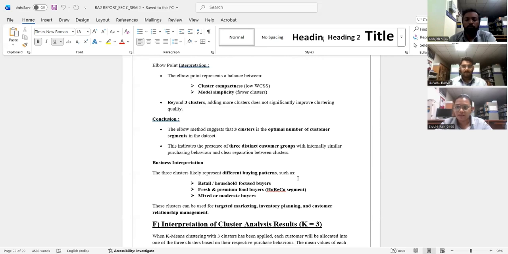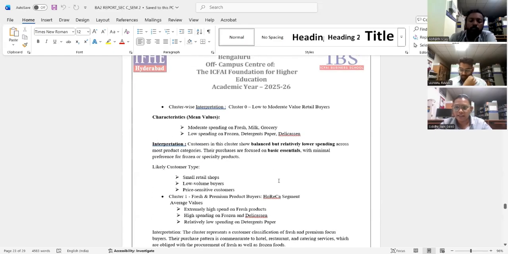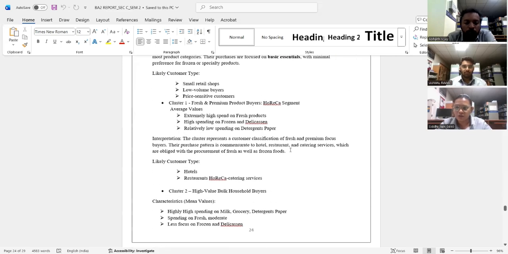Cluster 0 is low to moderate value buyers. These customers are price sensitive and conservative, mostly small retail outlets. Cluster 1 showed fresh and premium buyers. These customers are more likely hotels, restaurants, and catering services. And cluster 2 was for high value bulk buyers, with very high spending on milk, grocery, and detergents and bulk purchasing. These were likely supermarkets and large wholesalers, and a major revenue contribution.